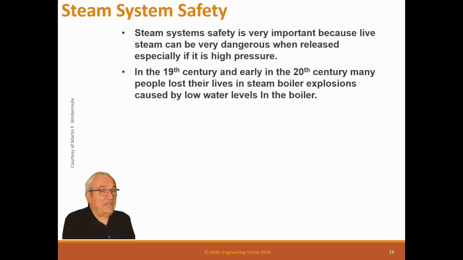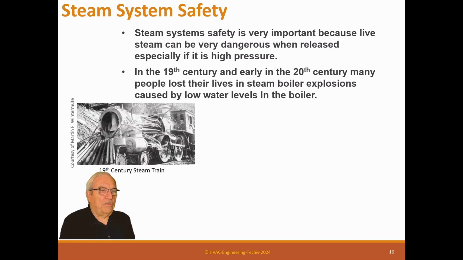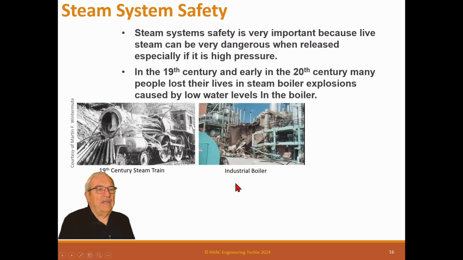In the 19th century and early 20th century, many people lost their lives in steam boiler explosions caused by low water levels in the boiler, mainly with trains. Steam trains, if the operator, the fire control guy, lets the water level in the boiler get too low, then the superheated steam barrels become very, very hot and can explode. And all the pipes you see sticking out of this are basically the superheat pipes. So a lot of people lost their lives in trains. We learned a lot about steam by running trains, but boiler accidents also happened.